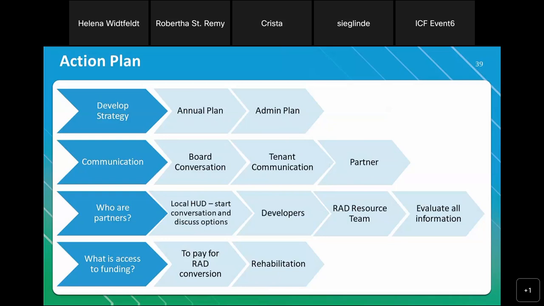Evaluate all information on applicability, and this is something that you truly want to go through. Access to funding is how you pay for the RAD conversion, especially when you have rehabilitation. So all these pieces are an action plan. It comes with busy stuff, and I say busy stuff because it's intense: you're going through a rehab, and that comes with contracts and monitoring, budgets and so forth. So you also need to think about your workforce. Next slide, please.